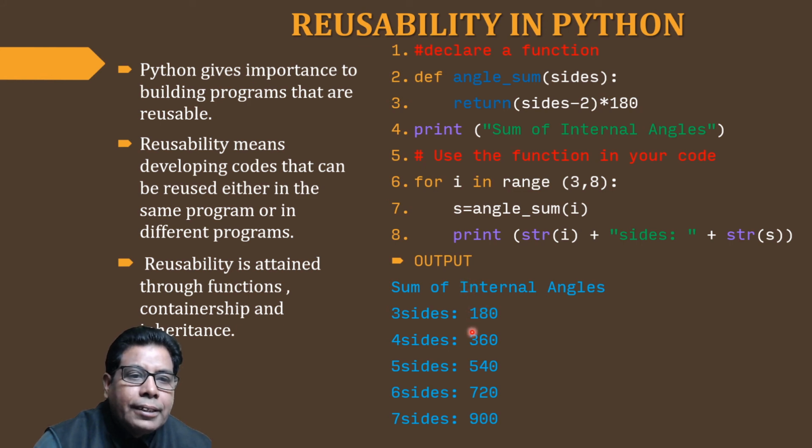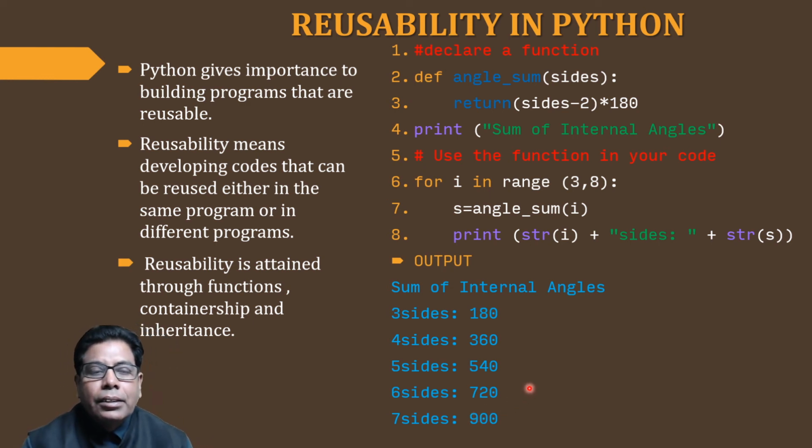So the output we'll get is the sum of internal angles. This is the first print statement, and then, when the value of i is 3 sides, the sum is 180, 4 sides 360, 5 sides 540, 6 sides 720, and 7 sides 900. So in this way, this will be the output. Here we have called the same function again and again. So that is nothing but reusability.